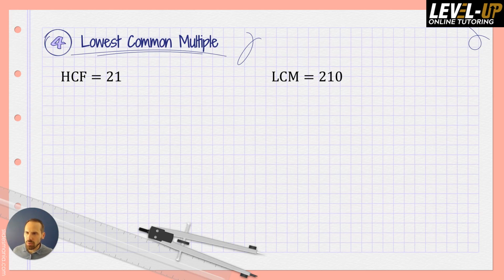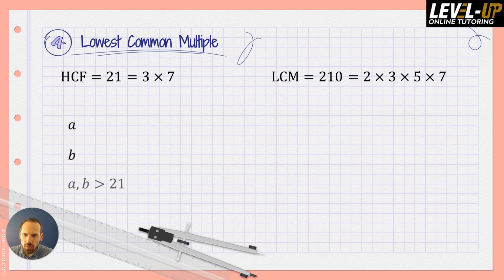Okay, well, how are we going to work that out? First things first, let's break these things down into their prime factorization. That's always useful in these kinds of problems. The problem we've got is two numbers. Say I just label them A and B, and we're given this extra piece of information as well that A and B are both greater than 21. So you'll see why that's relevant in a minute.